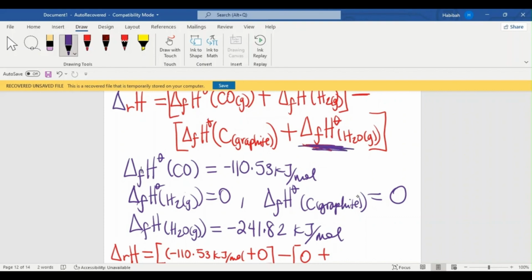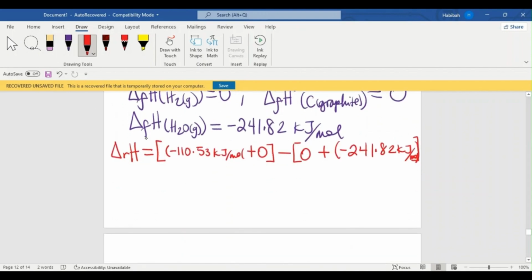So that's going to be the change in enthalpy of formation for H2O gas. So that's going to be plus negative, or let me use red pen so we're consistent. That's going to be negative 241.82 kilojoule per mole. So that's basically what's going on.